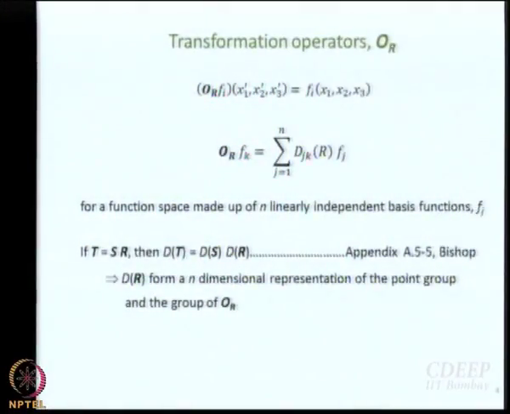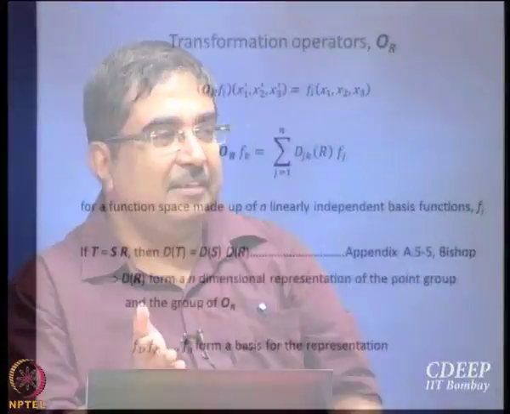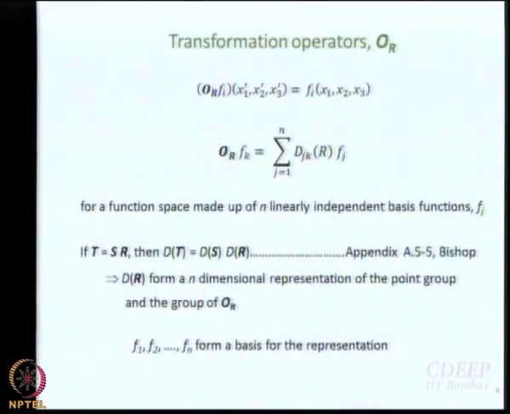Now, if you look at the n by n matrices, they form an n dimensional representation of the point group as well as the group formed by the transformation operators. Okay with this? And this is something you definitely understand. These f1, f2, etc., fn form the basis of the representation, like x, y, z form the basis for C3v, or like O, HA and HB form the basis for C2v.